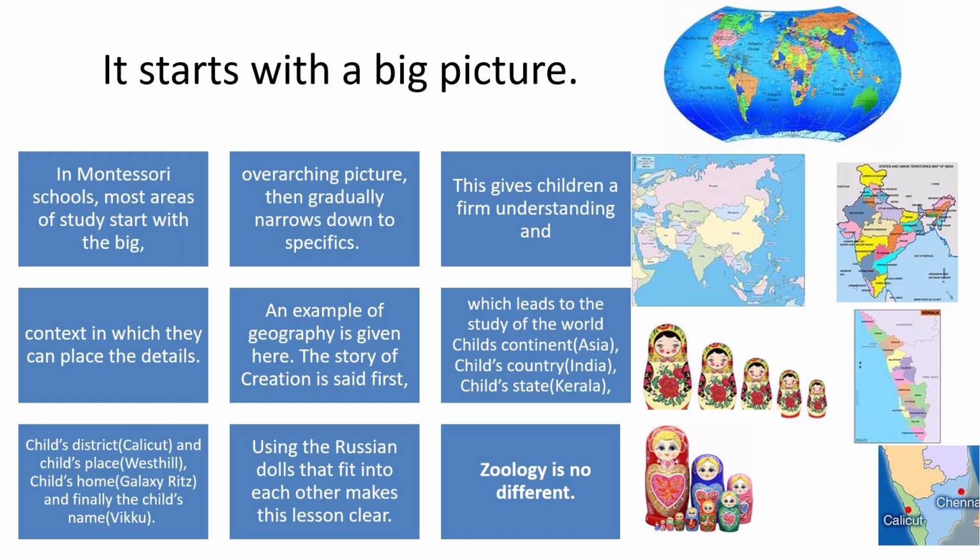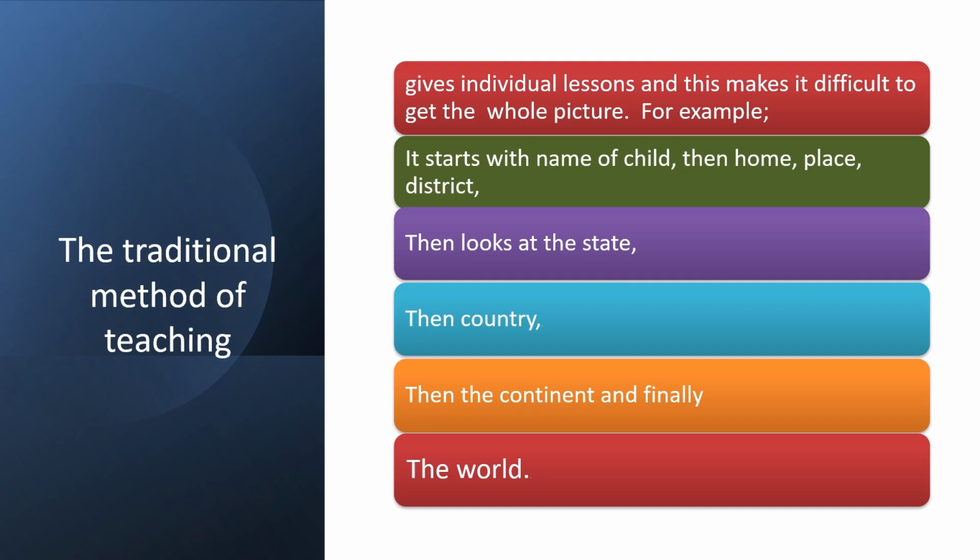Zoology is no different. The traditional method of teaching gives individual lessons, and this makes it difficult to get the whole picture. For example, it starts with the child's name, then home, place, district, then looks at the state, then country, then the continent, and finally the world.